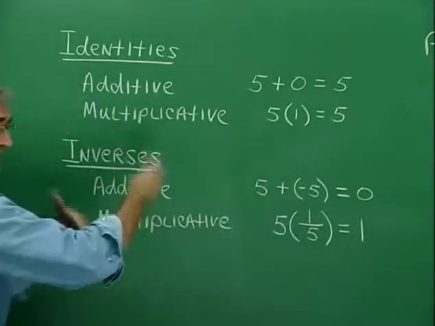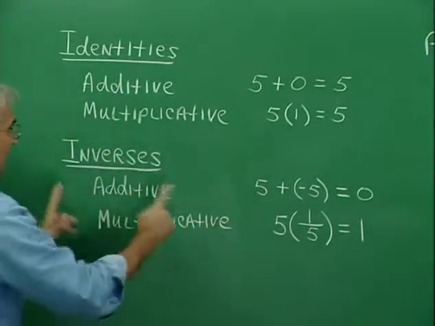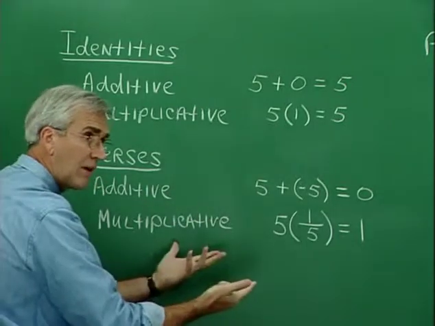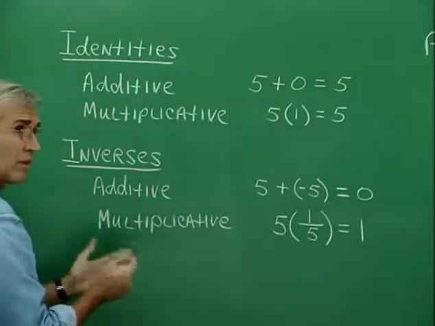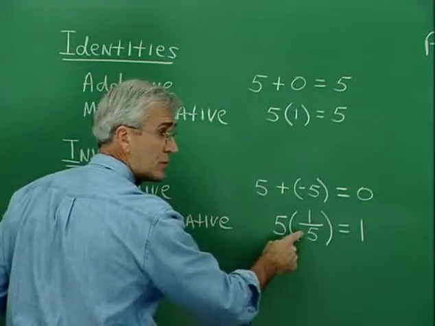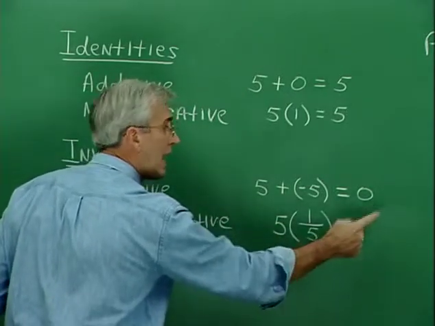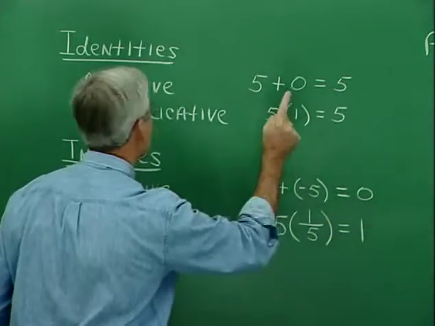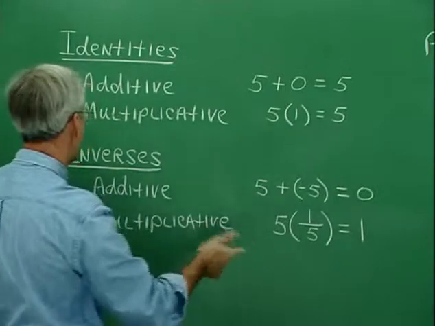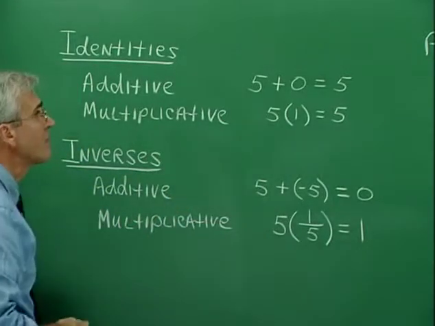In a similar way, we have a multiplicative inverse element involved with all of our real numbers, and it's nothing more than the reciprocal. We take a real number and we multiply times its reciprocal, and we always get 1. And 1 turns out to be the multiplicative identity element. So again, that relationship between inverses and identities.